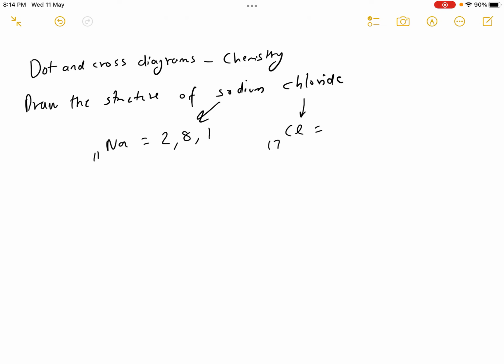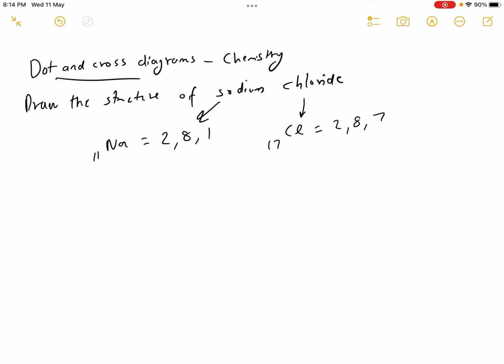So in order to do this, the first shell is 2, second shell is 8, and the third shell should be 7. Remember that the first shell consists of 2 electrons, the second shell 8 electrons, and the third shell has a max capacity of 8 electrons as well. So once you're done with this, you need to draw the dot and cross diagrams.